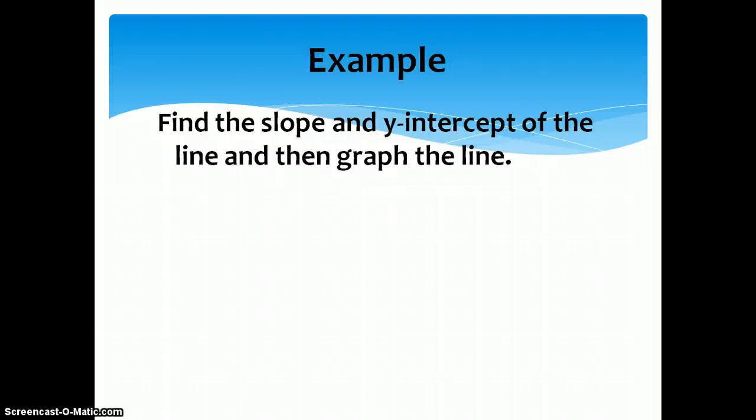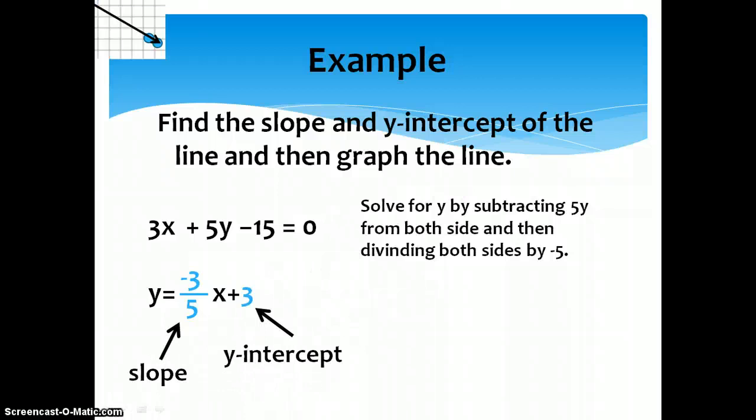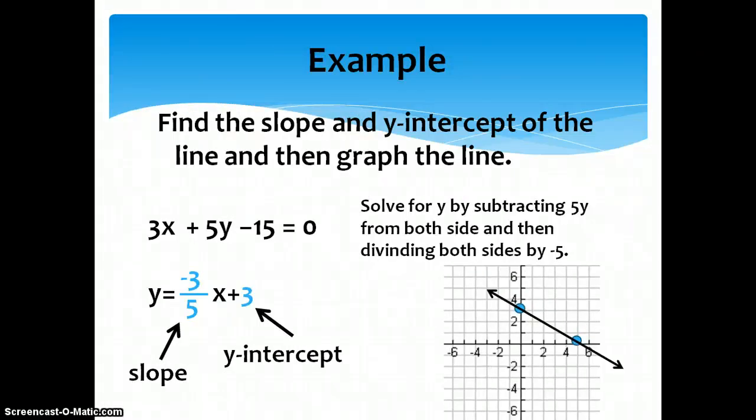Here's another example. This time we will graph the line using the slope and y-intercept. First we need to put the equation in y equals form. Y equals mx plus b. So we're going to subtract 5y from both sides. 3x minus 15 equals 5y. Next, we're going to divide both sides by -5, and now we have the slope-intercept form. Y equals -3 over 5x plus 3.